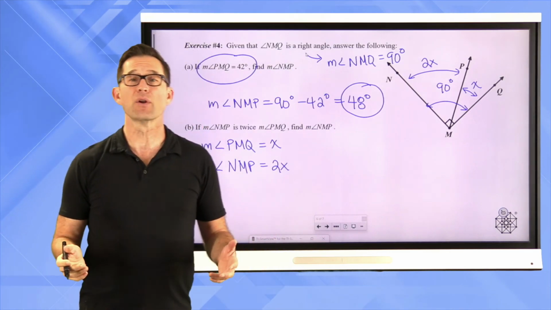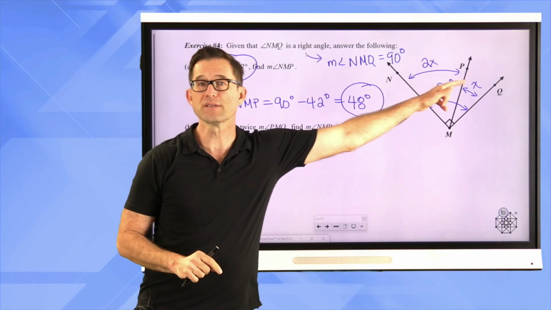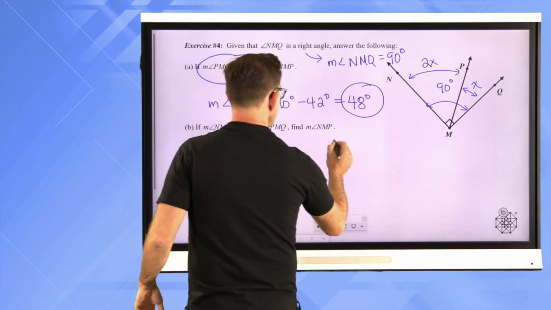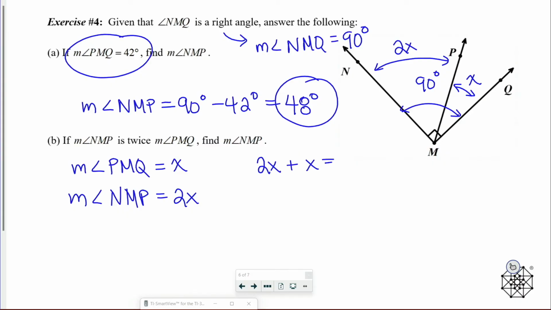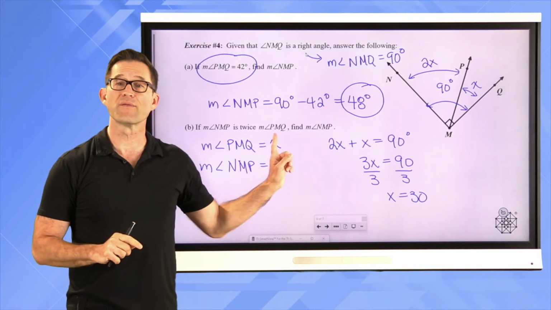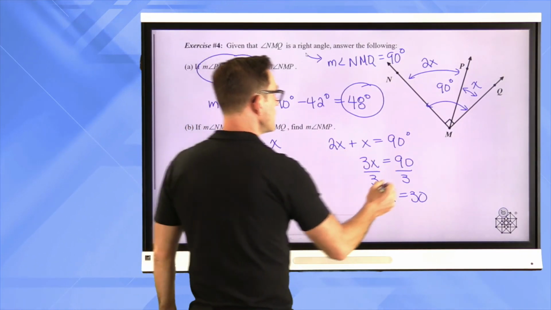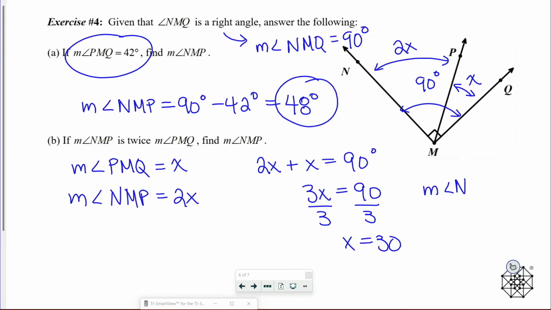But now we can easily set up an equation, because the measure of this angle plus the measure of this angle has to be equal to the measure of the entire angle. So I can now say 2x plus x is equal to 90, 3x is equal to 90, divide both sides by 3, x is equal to 30, right? Now we have to be careful because they want us to find the measure of angle NMP. They want the larger of the two, so the measure of angle NMP is going to be twice that, and it's going to be 60.